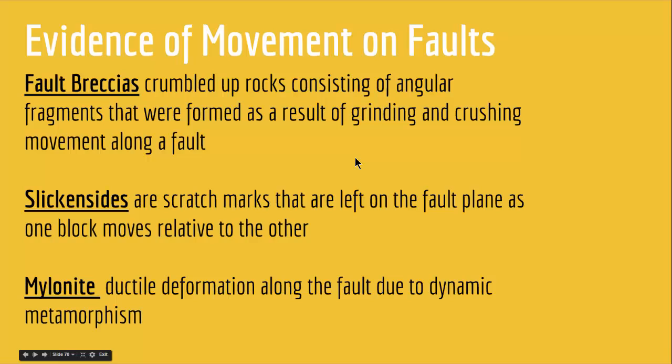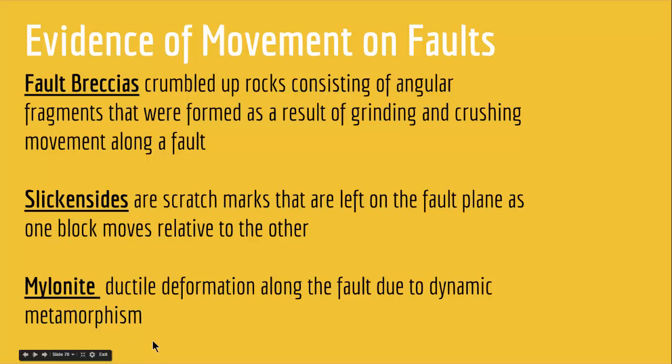So imagine you have a fault, either a strike slip fault or a dip slip fault. When the parts move on each other, they create crumbled rocks consisting of angular fragments that are formed as a result of grinding and crushing movement along the fault. Slickensides are scratch marks that are left on the fault plane as one block moves relative to the other. So, besides crushing and grinding rocks, creating angular fragments, we have scratch marks on the fault plane that are called slickensides. When the blocks move relative to each other, they create these scratches.